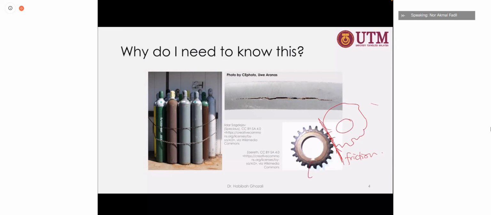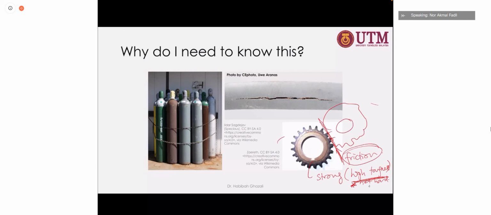So initially we design it to be strong, a high toughness material. This kind of material basically is not hard. If we require resistance to friction, the surface must be hard.